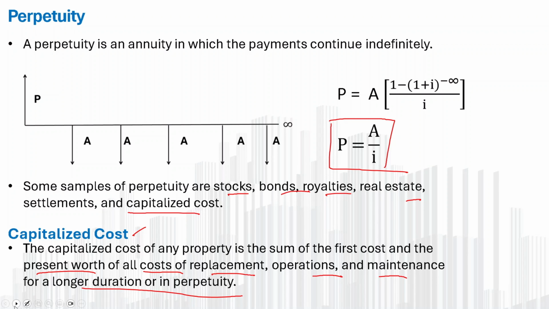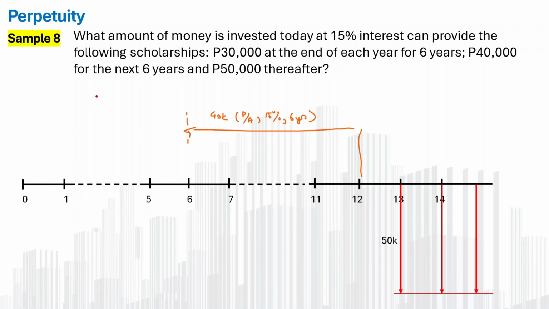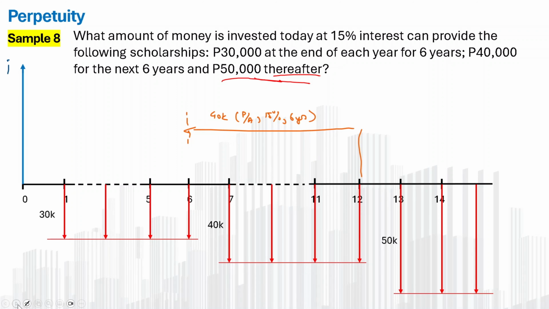Sige. Let's try solving a problem dito ng perpetuity. Here we have a type of problem where we're being asked how much money to be invested today so that we can provide this scholarship. So 15% interest. You can provide the following scholarship: 30,000 at the end of each year for 6 years, 40,000 for the next 6 years, and then 50,000 thereafter. So thereafter, that means perpetuity na to, 50K. So ito di ko lang na-animate, pero the cash flow diagram would look something like this. So we're looking for yung initial deposit now. So here's the perpetuity.